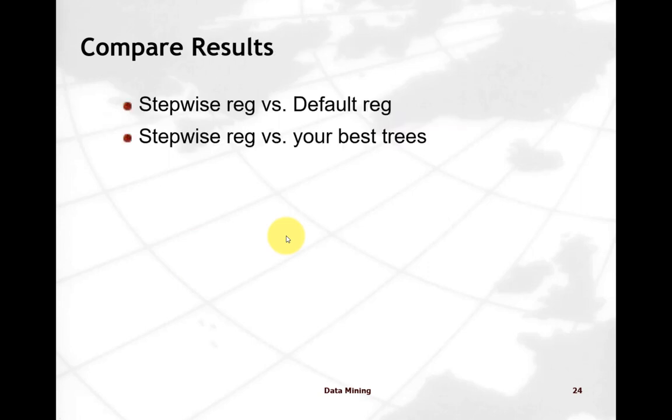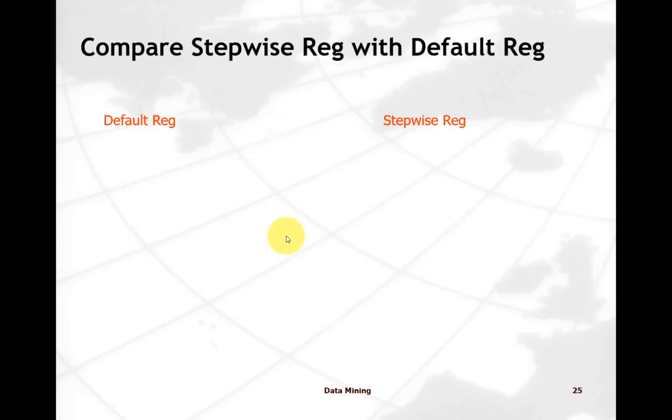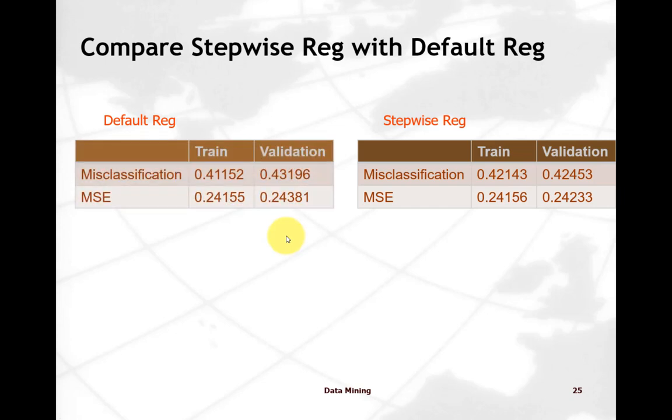If you compare stepwise regression with the default, which is overfitted and includes every variable in it, and compare the stepwise regression with the best tree, what will the result be? For the overfitted default regression and the stepwise regression, the training performance is worse because it's not overfit. Validation performance is better than the default tree, the overfit tree. And the same thing goes for the mean square error. Does that make sense?